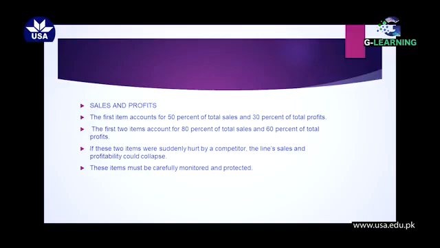Product line managers need to know the sales and profits of each item in their line to determine which item to build, maintain, harvest or divest. Then sales and profits. The first item accounts for 50% of the total sales and 30% of total profits. The first two items account for 80% of the total sales and 60% of the total profits.